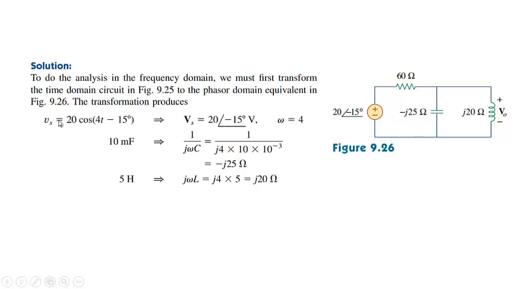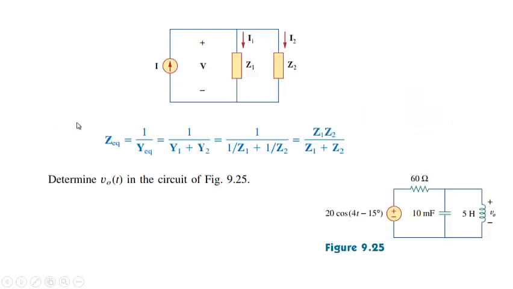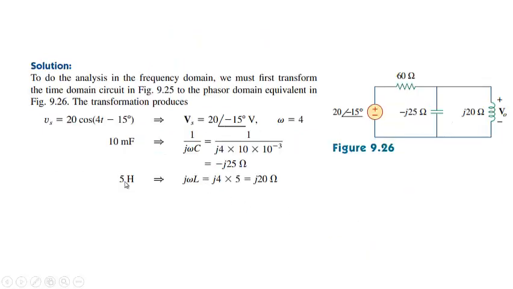It is given Vs is equal to 20 cos of 4t minus 15. So in phasor form, it is Vs equal to 20 at an angle of minus 15. Here omega is equal to 4. For 10 millifarad capacitance, its impedance will be equal to 1 divided by j omega C, with omega equal to 4 and C equal to 10 millifarad. It comes out to be minus j25 ohms. For 5 Henry inductance, it comes out to be j20 ohms, since 5 into 4 is 20.